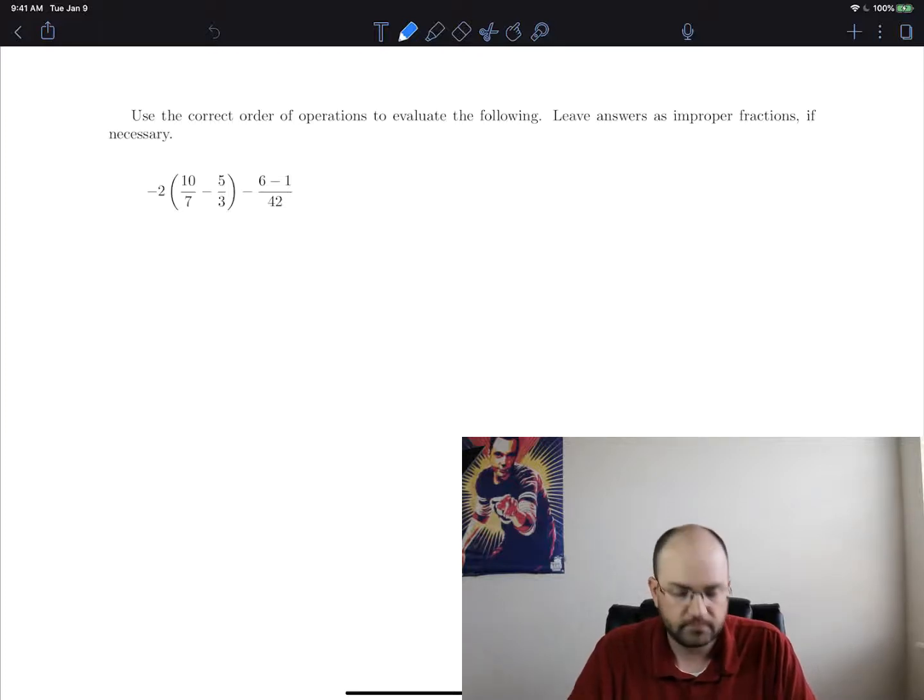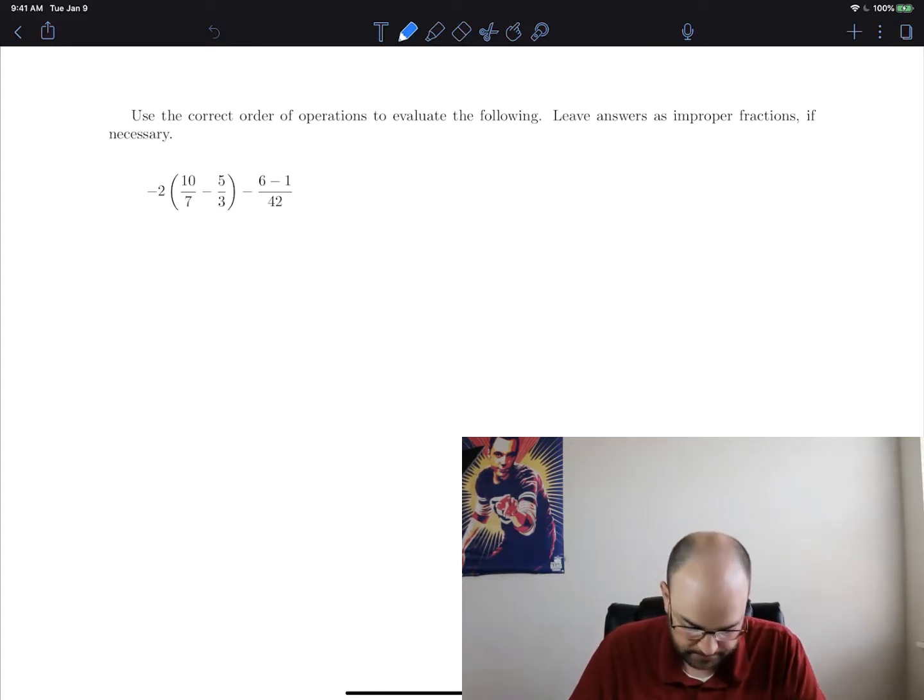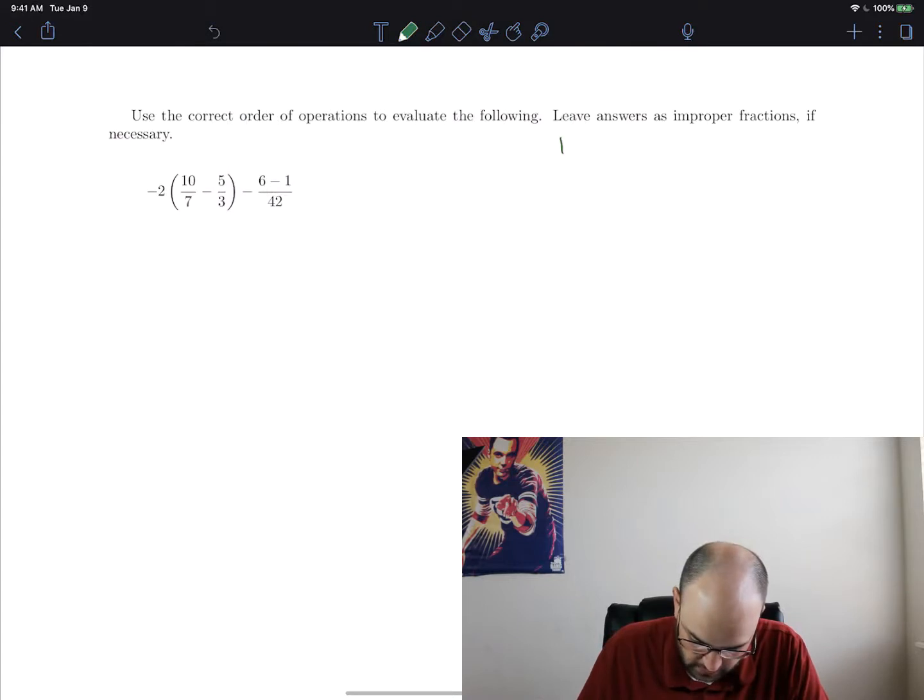Hello. In this example, we want to use the correct order of operations to evaluate the following. Leave answers as improper fractions if necessary. Okay, so we have negative 2 times the quantity 10 over 7 minus 5 over 3, minus 6 minus 1, all over 42. Okay, so again, the order of operations, PEMDAS.